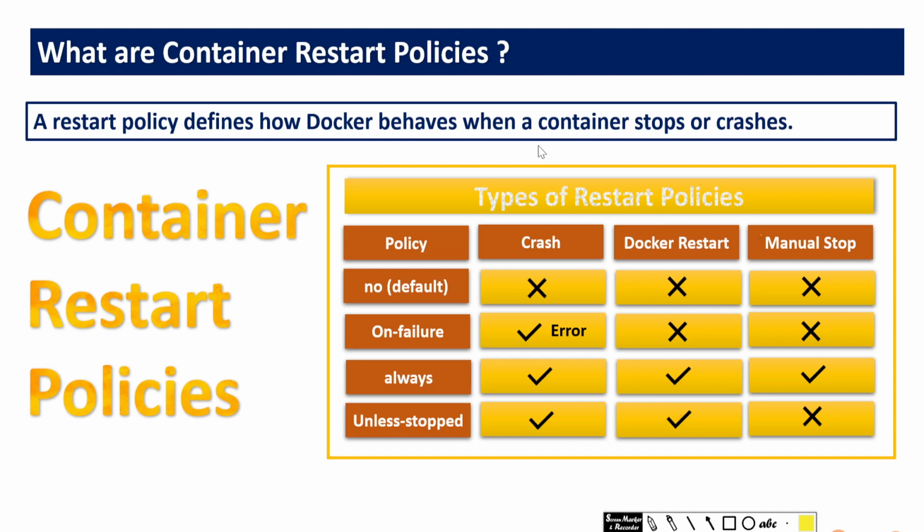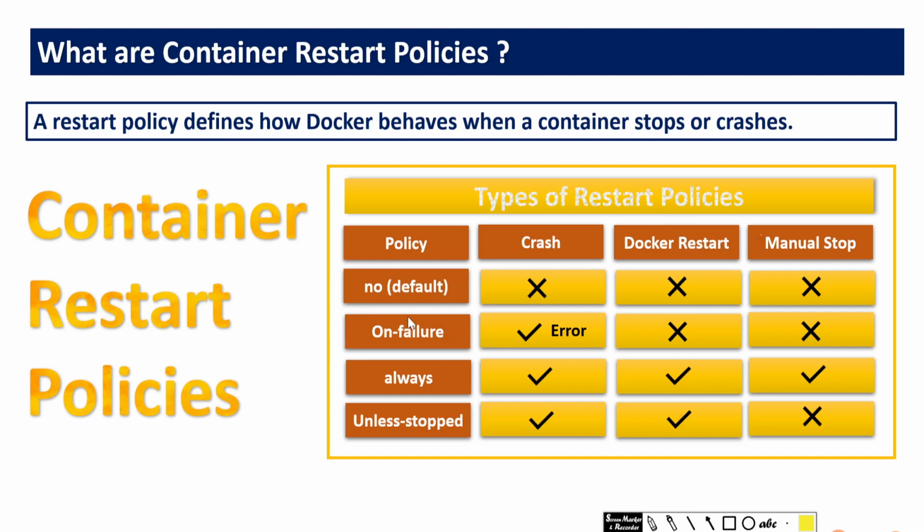So basically a container can be restarted. A restart policy defines how Docker behaves when a container stops or crashes. Whenever your container gets deleted, stopped or crashed, what Docker will do after that is something we decide by defining the container restart policies. So basically we have four types of policies.